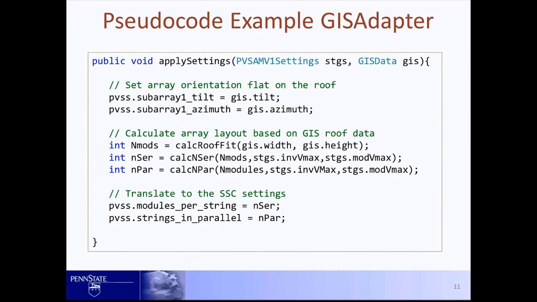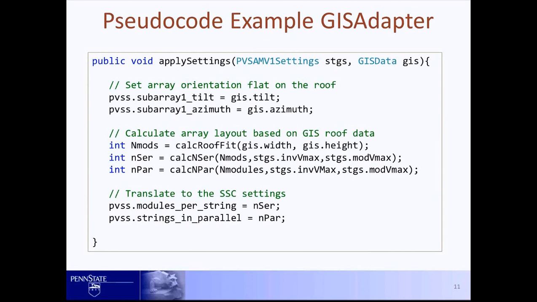So this is an example of what one of those adapters looks like. This is a run where I wanted to take this roof data, width and height, and figure out what sort of array could go on there. The first thing I'm able to set directly is just the tilt and azimuth. If you've used the SAM simulation core, you'll recognize that these field names do match up with strings from SAM. But again, by using a field, I'm able to let the compiler catch mistakes that I might make in the code.